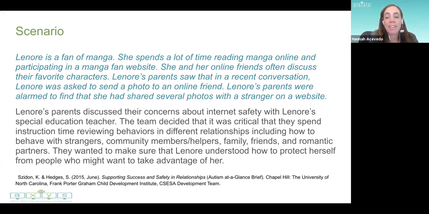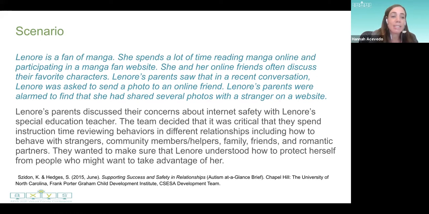Lenore's parents saw that in a recent conversation, Lenore was asked to send a photo to an online friend. Lenore's parents were alarmed to find that she had shared several photos with a stranger on a website. So this is something that is really easy to happen, especially during distance learning and everyone's home and online a lot. The main thing I want to share with you is that things like this can happen all the time. It's very complex for some people to understand why this wasn't okay.